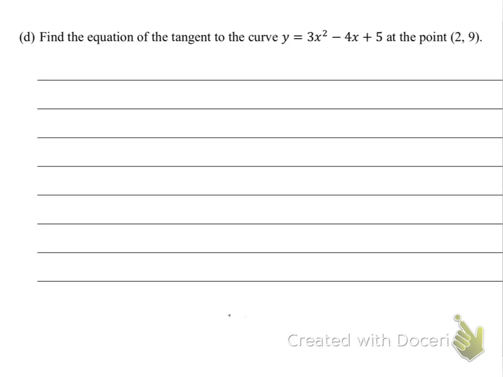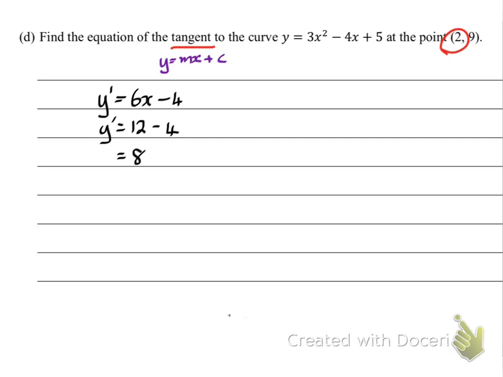Here we want to find the equation of the tangent. The equation of the tangent is y equals mx plus c. We need to find the gradient, so we're going to have to differentiate. Multiply by the power, reduce the power by 1. Put 2 into the equation, and we find that the gradient is 8.